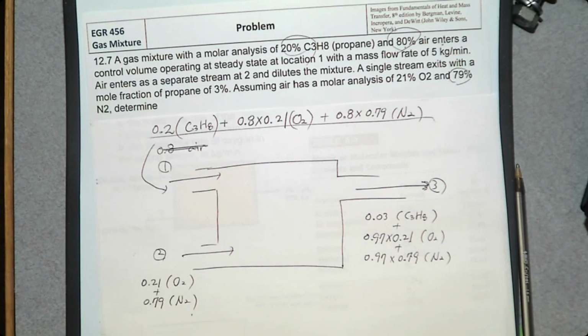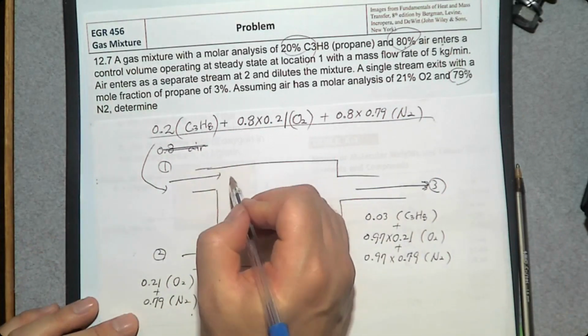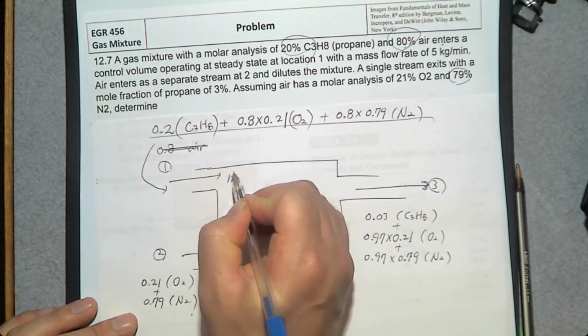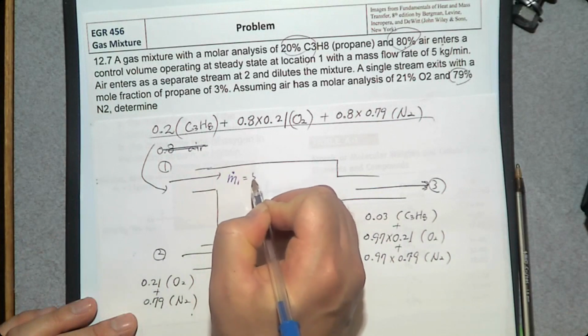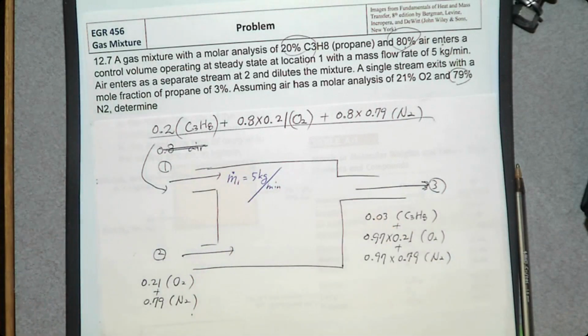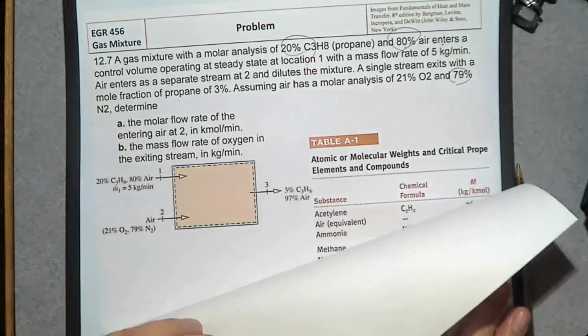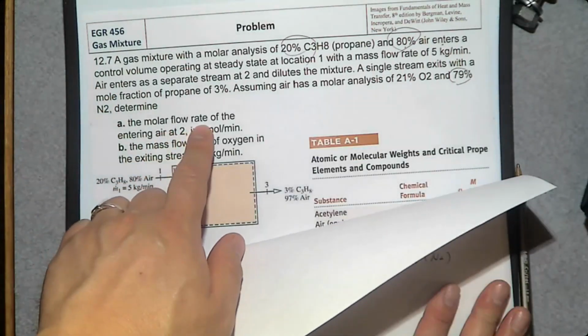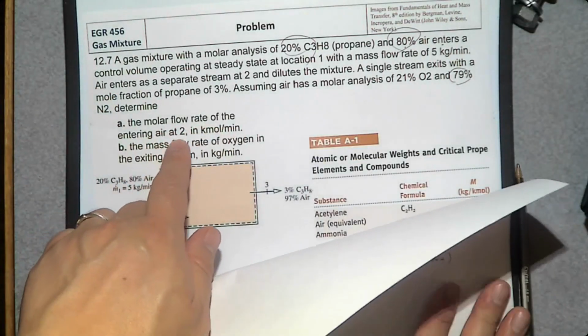And we know the mass flow rate at inlet number one is going to be 5 kilograms per minute. So what do we need to determine? We need to determine the molar flow rate of the entering air at number two.